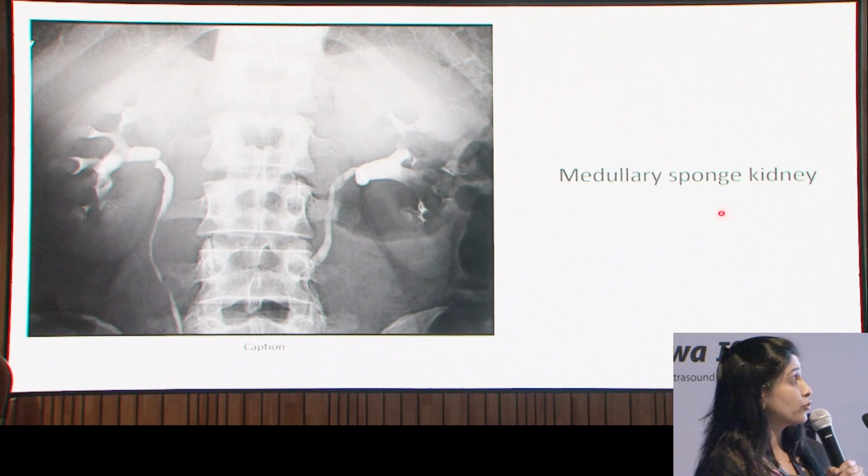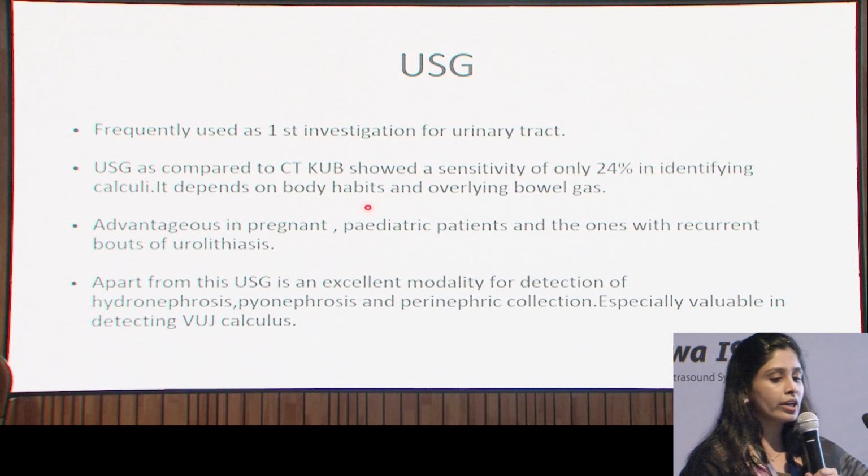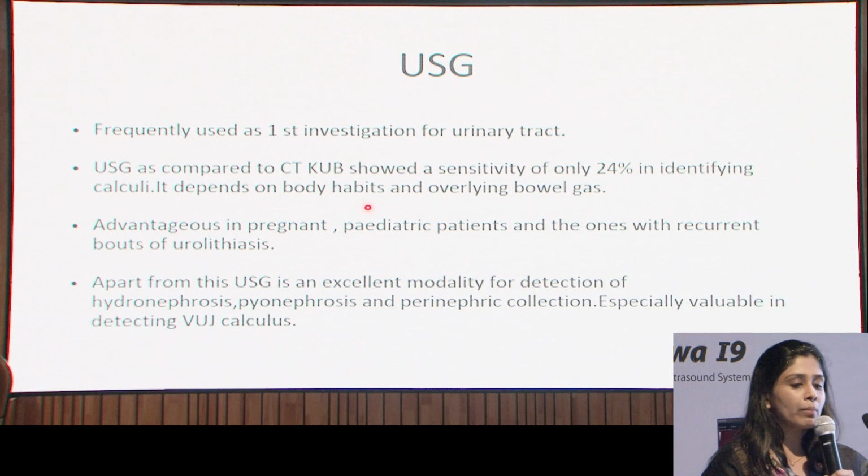USG is frequently the first line of investigation, but it has only 24% sensitivity. We often mention in the report the stone obscured due to bowel gases. It also depends on the body habitus and overlying bowel gas. Hence, we do not go for it for particular detection of ureteric calculi. However, it is used in pregnant patients, pediatric patients, and ones with recurrent bouts of urolithiasis.